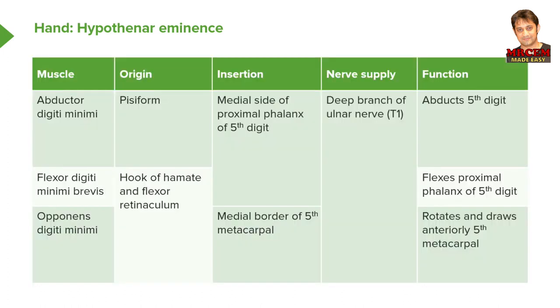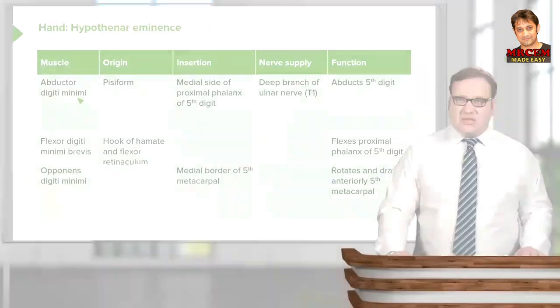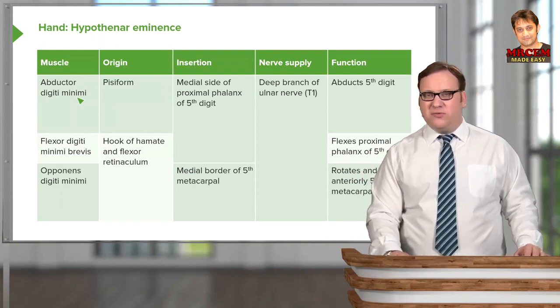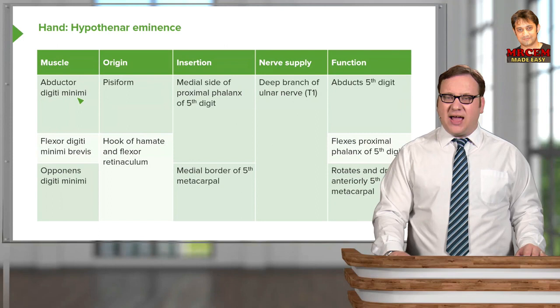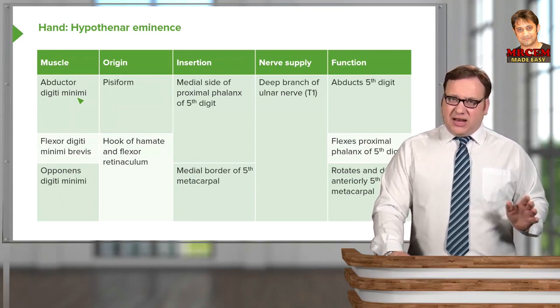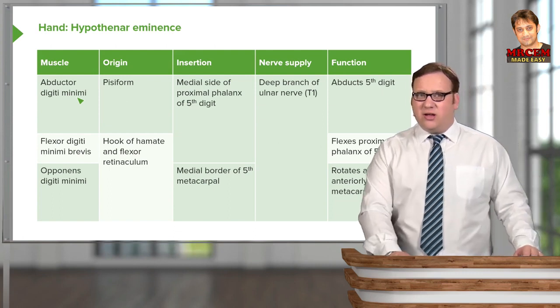So if we have a look at the origins and the insertions for these muscles, well, here we have the muscle Abductor digiti minimi. This is originating from the pisiform bone, and it inserts onto the medial side of the proximal phalanx of the fifth digit. So we're just concentrating on the fifth digit now. This muscle is supplied by the ulnar nerve, so it's no longer the median nerve. We've moved over to the medial side of the hand, and we're now supplied by the ulnar nerve. Specifically, it's the deep branch of the ulnar nerve.